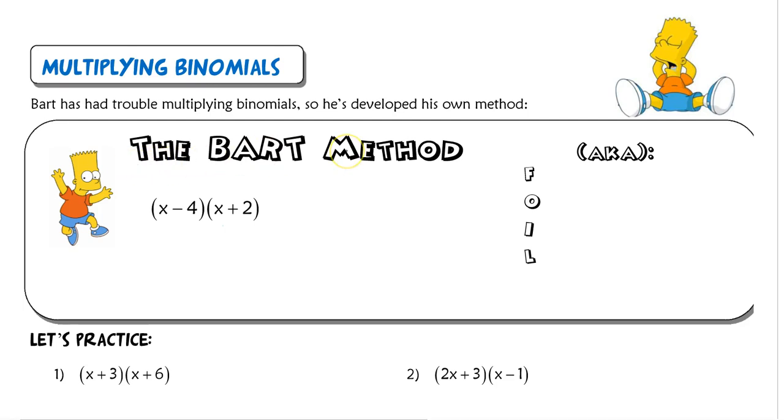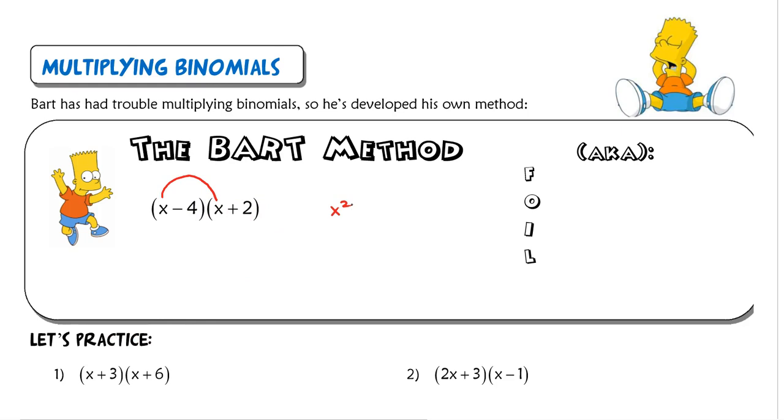So the Bart method is basically called that because you make a face when you multiply. So what you're going to do when you see a binomial, like this x minus 4, there are two terms here, multiplied by another binomial with two terms, is take the first term here, this x, and multiply by the first term over here, okay? And we would get x times x. So let's do that over here, x times x, which is x squared.